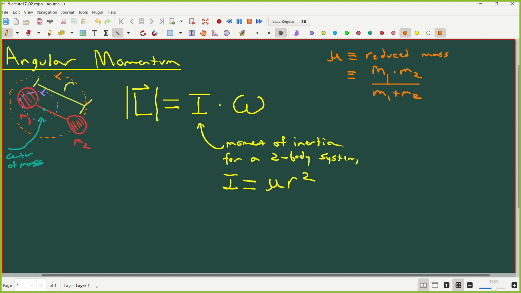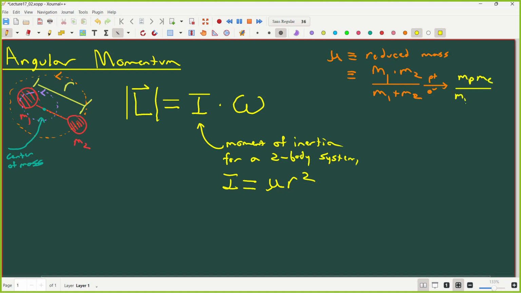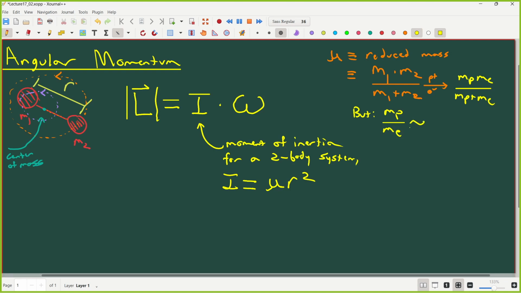All right, so what does this look like for the proton and the electron? For P and E, we have the mass of the proton times the mass of the electron over the sum of the masses. Right, but what did we say about the masses of the proton and the electron last class? The mass of the proton divided by the mass of the electron, the mass ratio, is about 1,000 to 1.